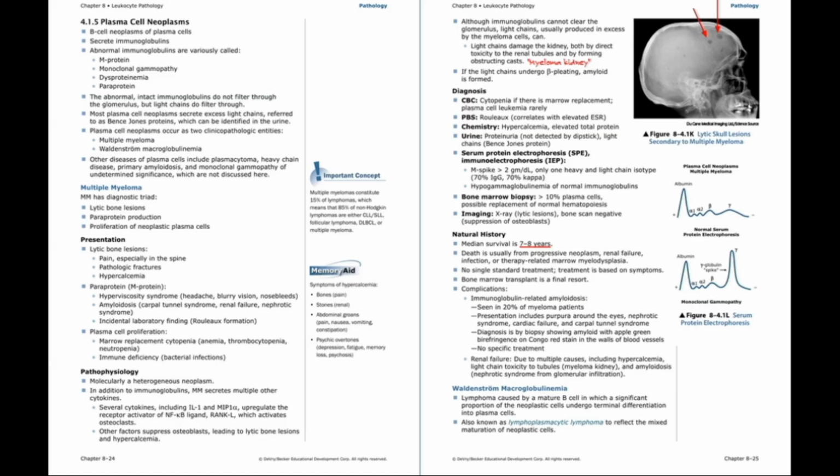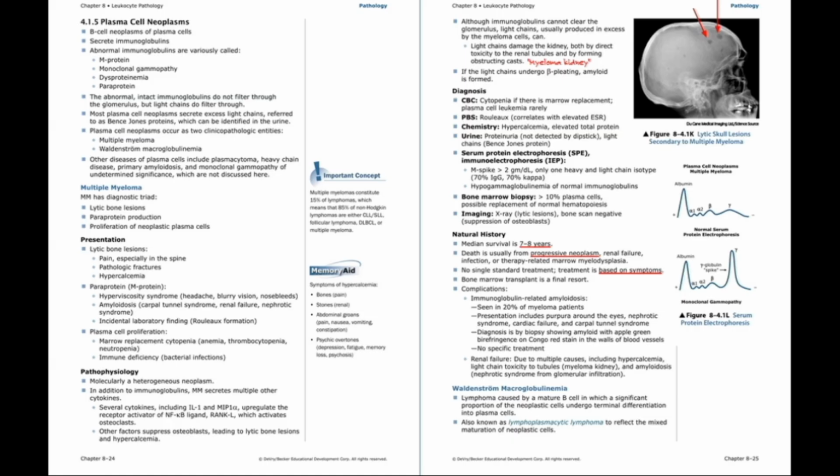The natural history of multiple myeloma is survival for 7 to 8 years. Death is usually from progressive neoplasm, renal failure, infection, or therapy-related myelodysplasia. There's really no standard single treatment established, and treatment is usually based on symptoms. Bone marrow transplant is a final resort.